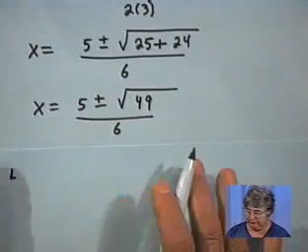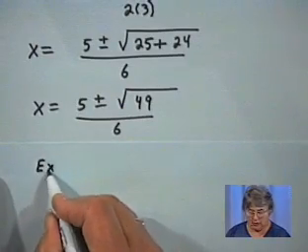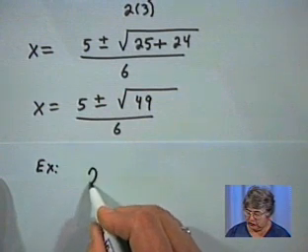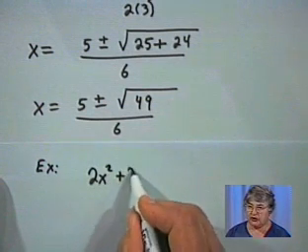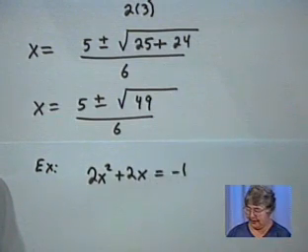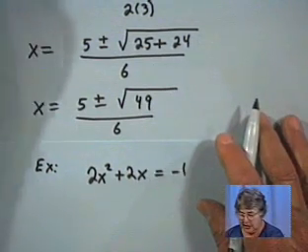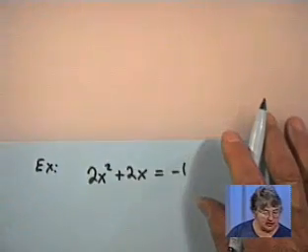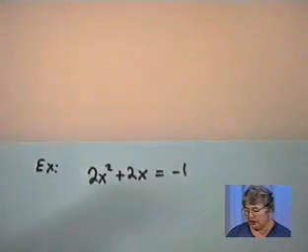Another example. Suppose we have 2x squared plus 2x equals negative 1. Okay? So let's bring up the quadratic formula to remind ourselves what we need to do.